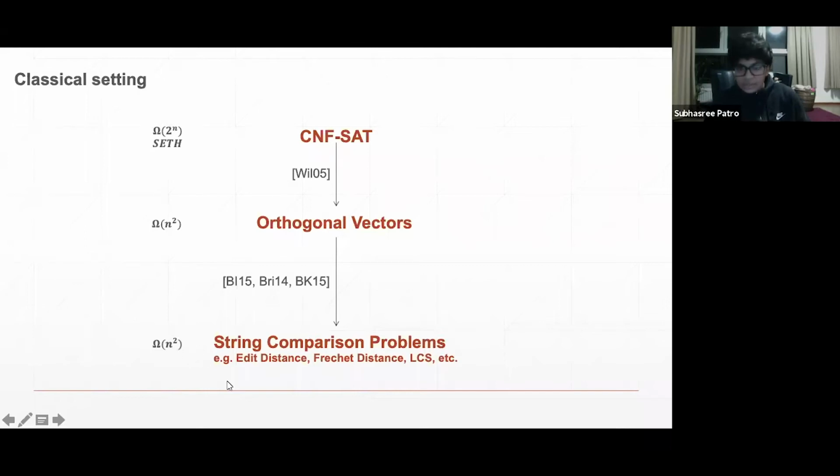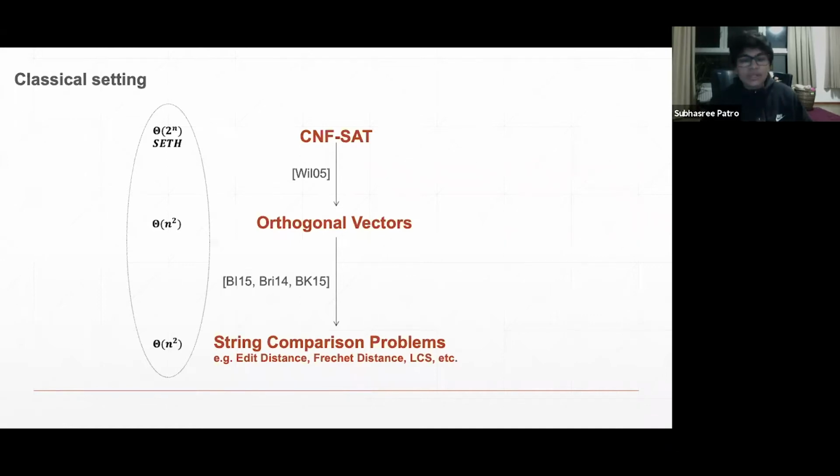Okay. Now, the interesting part in these reductions was that it gave us the n square lower bound for string comparison problems, and it gave an n square lower bound for orthogonal vector problems, which in the classical setting were actually tight. So this was very useful, because this was an explanation why we were not able to find any better than n square algorithm for orthogonal vector, or better than n square algorithm for edit distance or LCS and all. Okay, but all this is in the classical setting.